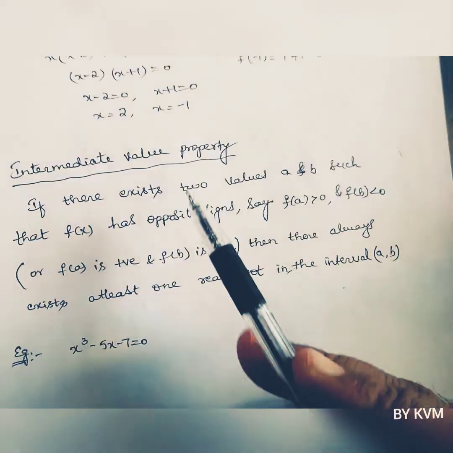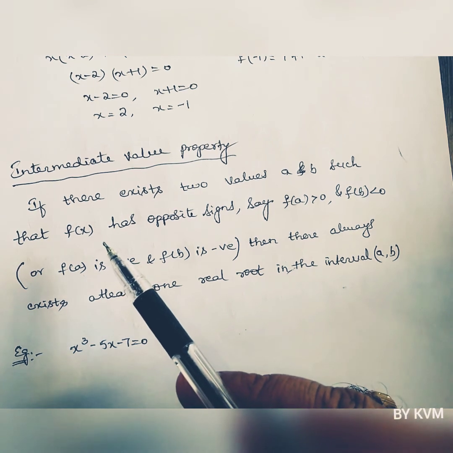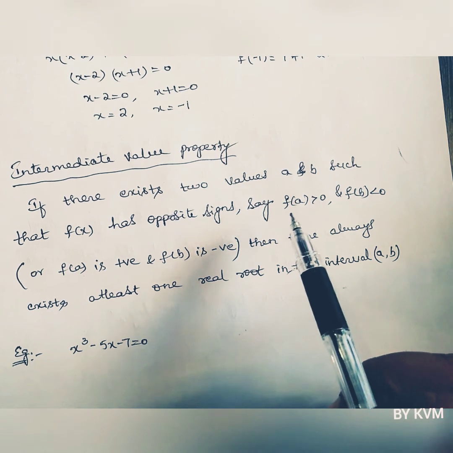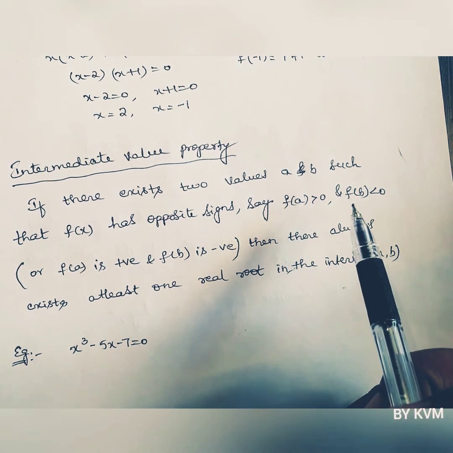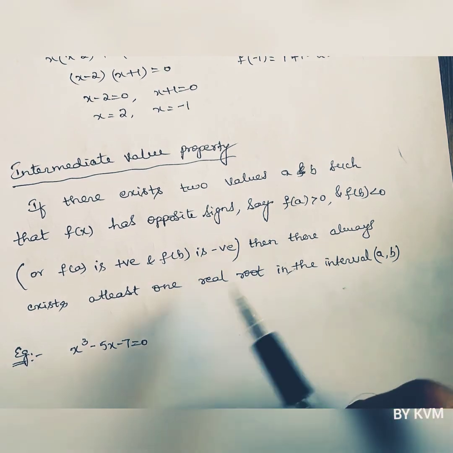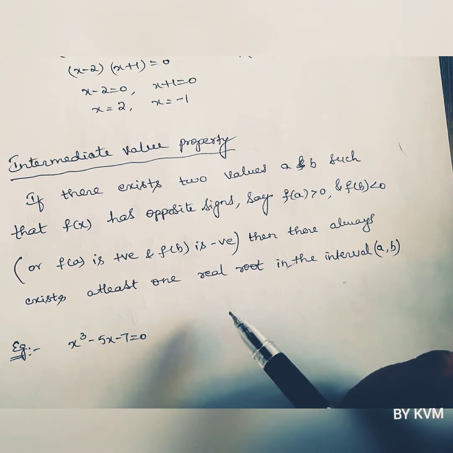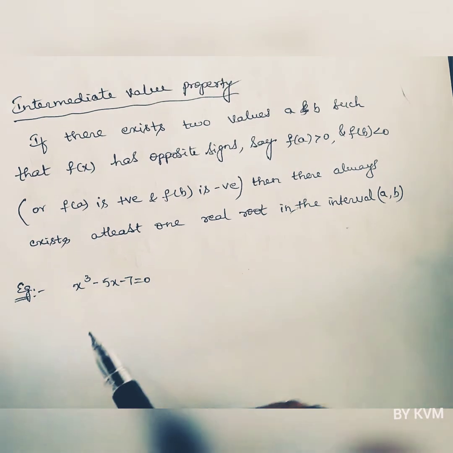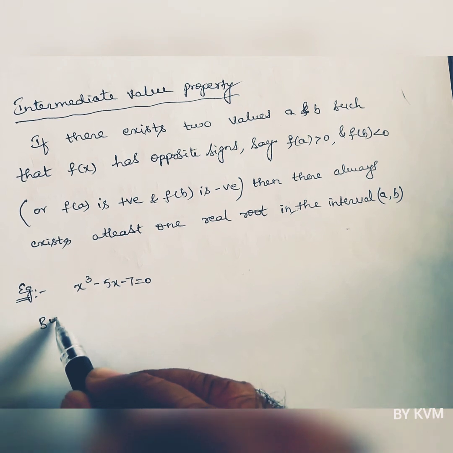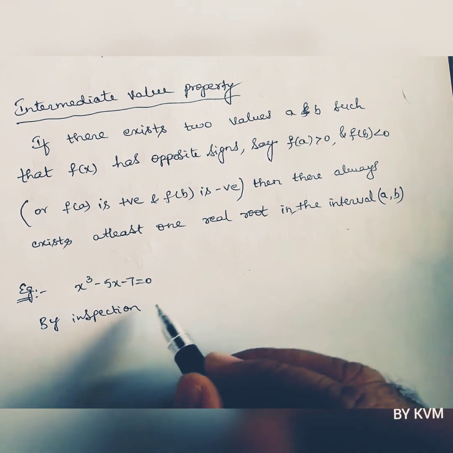So intermediate value property says that if there exist two values a and b for the function f of x such that they have opposite signs, that is f of a greater than 0 and f of b less than 0, or f of a less than 0 and f of b greater than 0, then there always exists at least one real root in the interval a comma b. So let us see by taking an example. x cube minus 5x minus 7 equals 0. Here we apply the inspection method.